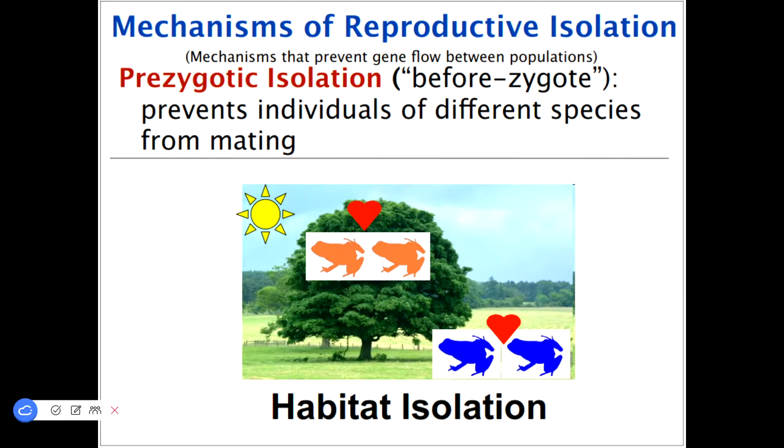The next type of pre-zygotic isolation is habitat isolation. So if over time, the orange frogs have evolved to live in the tree, so now they're tree frogs, they're going to look for mates in the tree. If the blue frogs still live on the ground, they're going to look for mates on the ground. So because these two populations live in different habitats, they are reproductively isolated and they will not have gene flow because the blue frogs are not going to hop up a tree to look for mates. They're going to look for mates on the ground. The orange frogs are going to look for mates in the tree, so they're isolated by the habitat that they're living in.